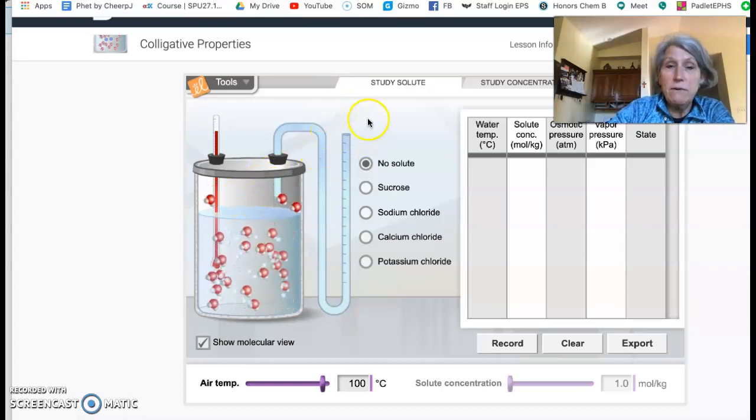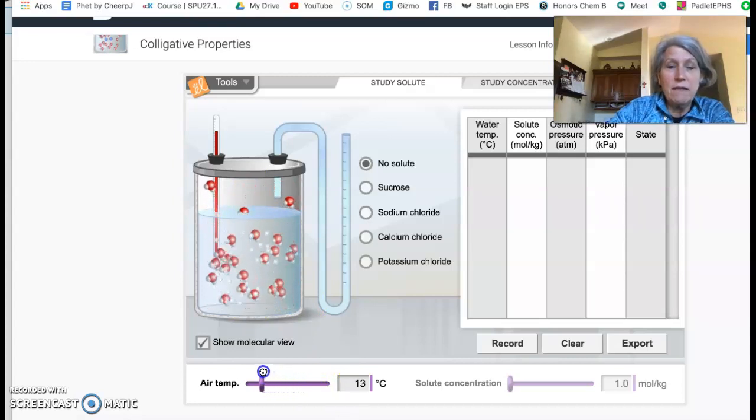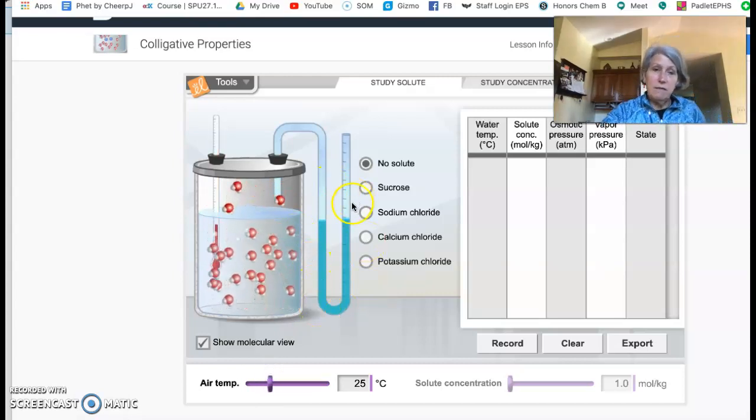That is, by definition, the normal boiling point. When the atmospheric pressure equals the vapor pressure, water will boil, okay? Now I'm going to go back to my 25 degrees C that we had, and hopefully that plug is going to come back, and it does, okay?